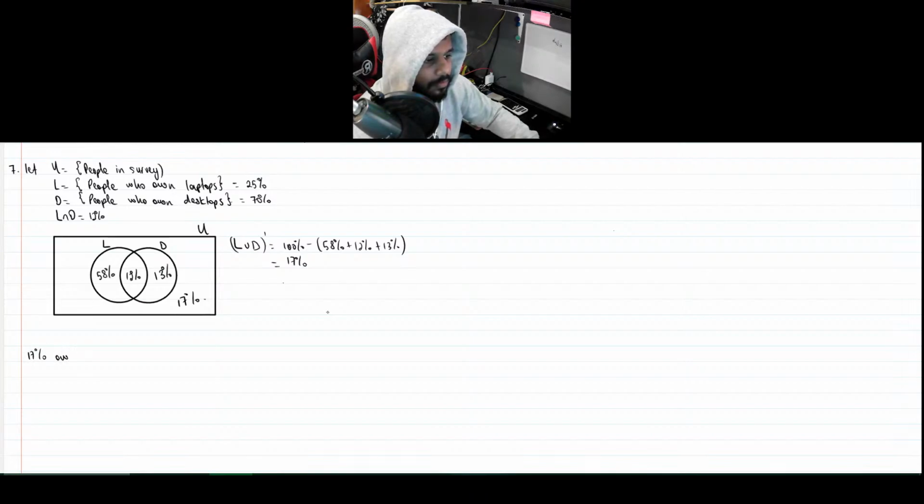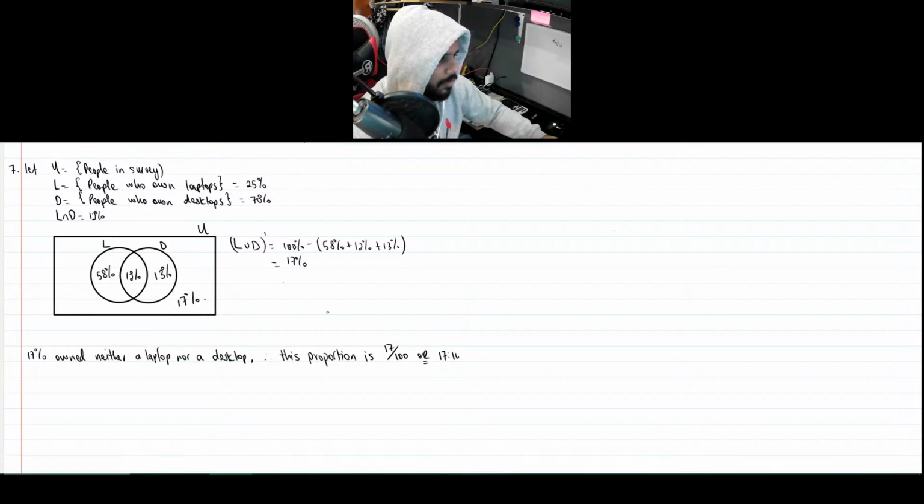17% owned neither a laptop nor a desktop. So therefore, this proportion is 17 out of 100, or you can say 17 to 100, and that's it. Real easy stuff.